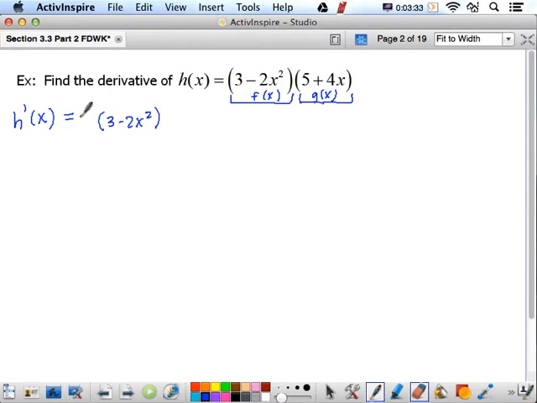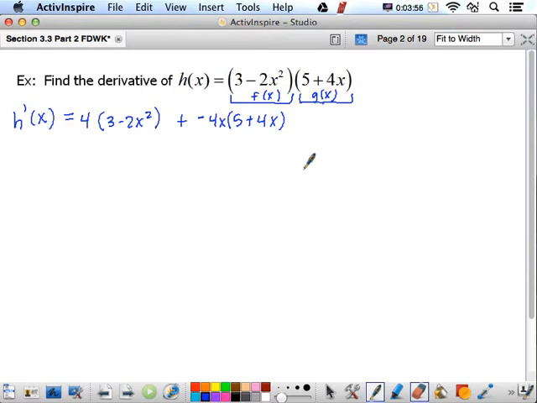So it's first times the derivative of the second plus the second times the derivative of the first, which is what? 4x. Not just 4x, but negative 4x. Yeah, it's 0 minus 4x. So it's a negative 4x. Is that okay so far?